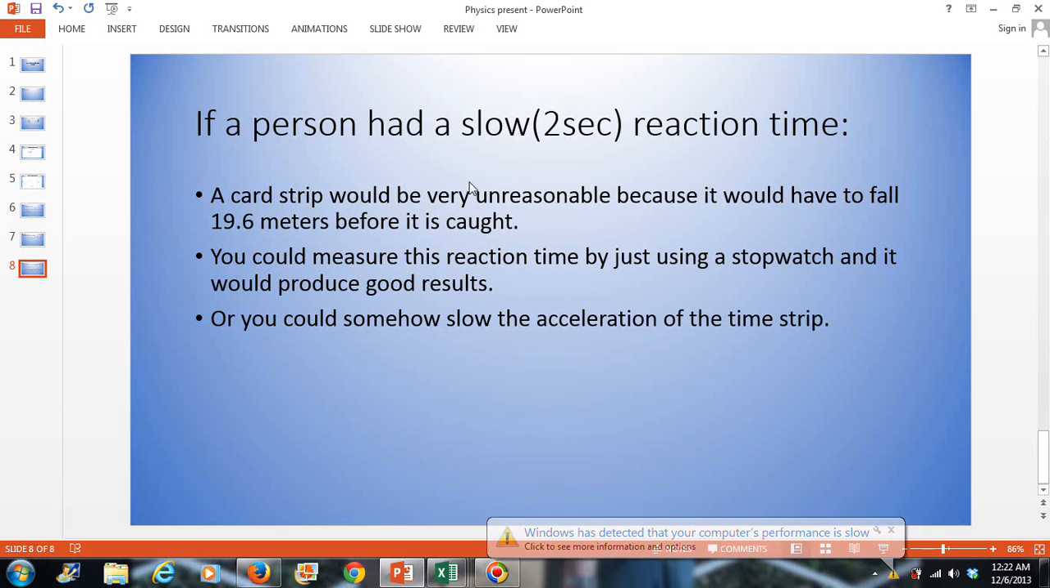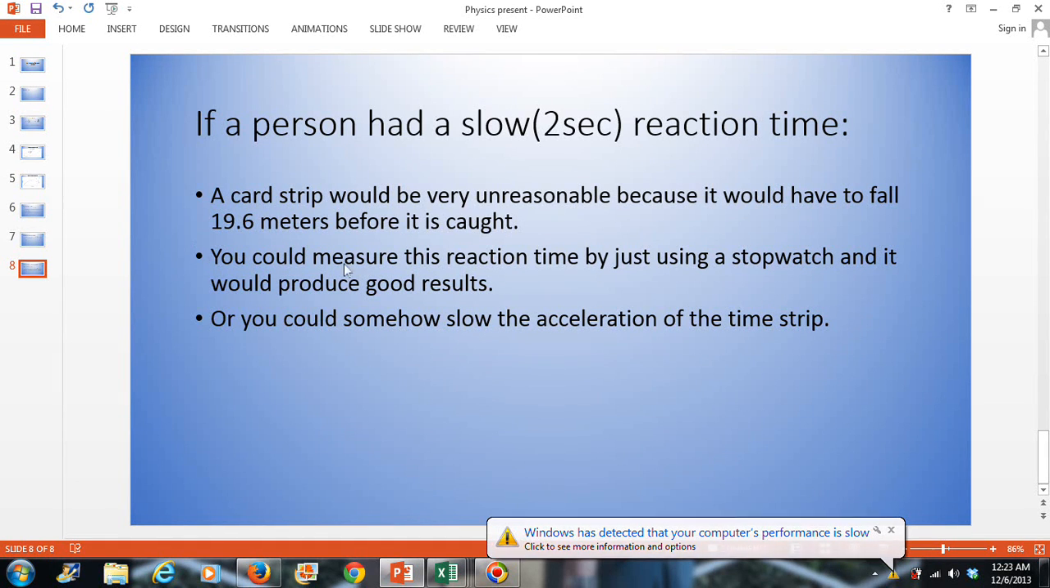And if a person had a very slow 2-second reaction time, then a time strip will be very unreasonable because it would have to fall about 20 meters before it is caught. And I don't know who this person is, but I don't think you can make a time strip longer than 20 meters just so that they can try to catch it.